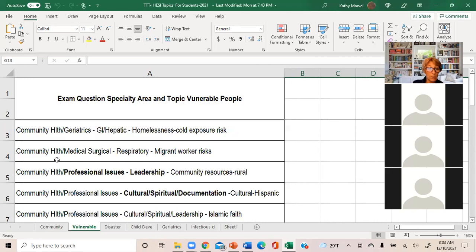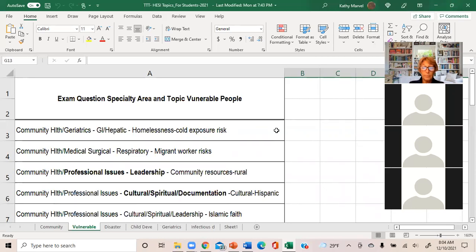Homelessness. Okay, so again, the front part of these are the sections, the topics. It's the last part we want to look at. So homelessness, cold exposure risk. What might be a question there? Maybe signs and symptoms of frostbite, or who would be at greatest risk for health related problems due to the cold.